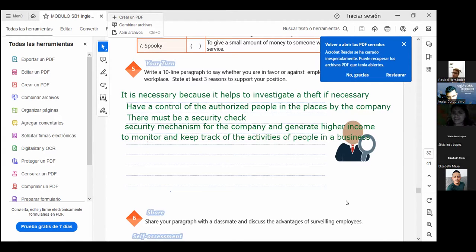Es que me acabo de meter al grupo hace ratito. Ya llevan casi todo. Tuve un problema y me sacó. Yo creo que el internet está bien inestable, porque entro y salgo cada rato. ¿Le tomaron captura? Sí.